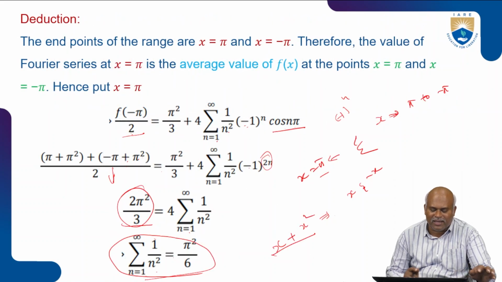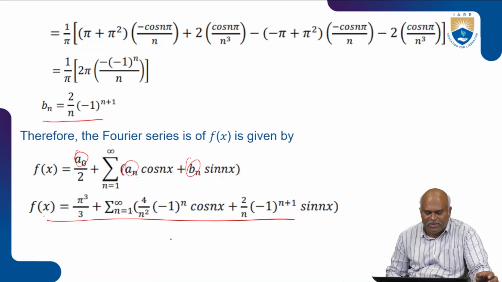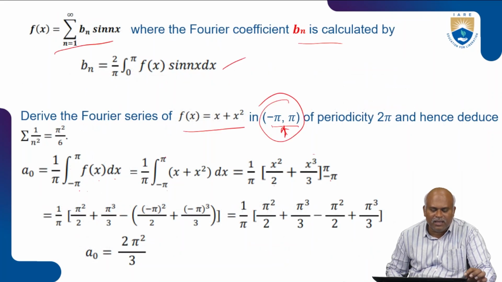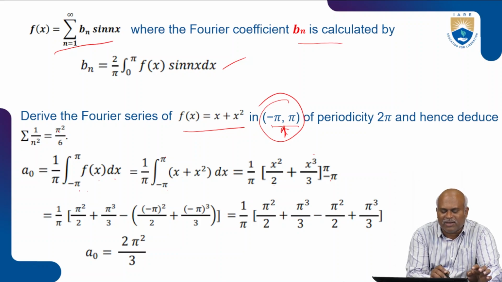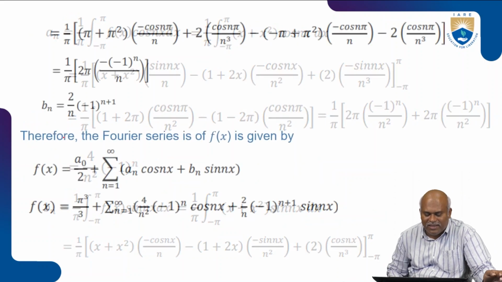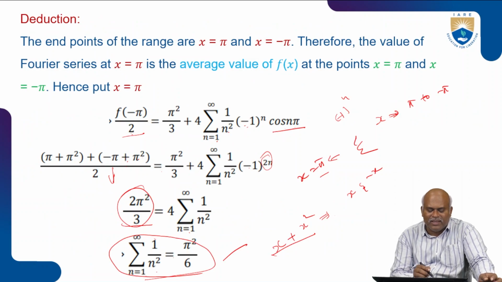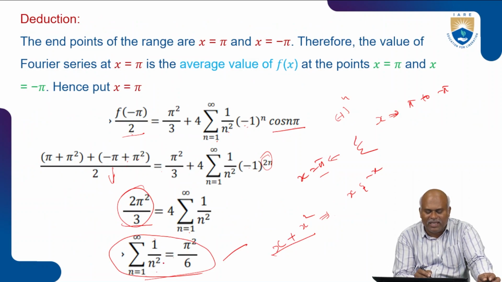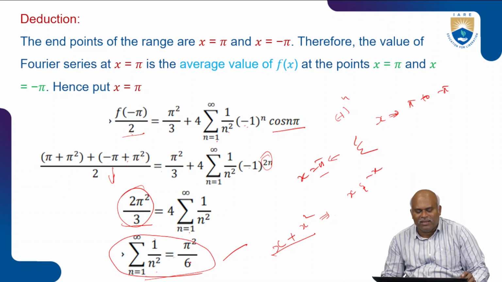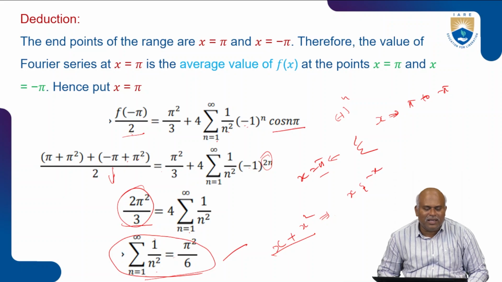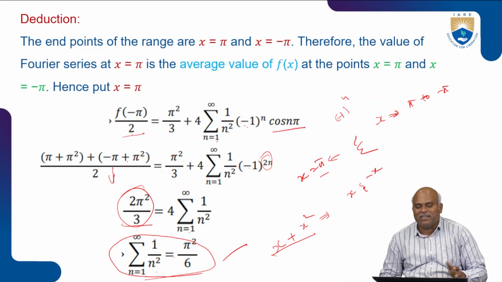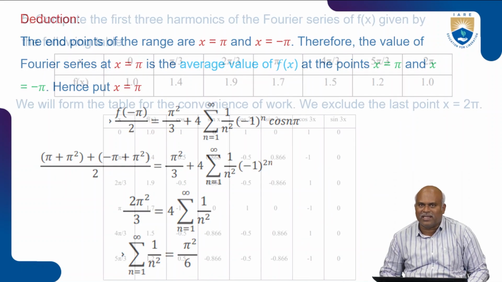We got it here. So from the sum, the summation of 1 by n square equal to pi square by 6. We received summation of n equal to 1 to infinity 1 by n square equal to pi square divided by 6, we got it. This is the way we represent the deduction of the signal, whether it's odd as well as even in the Fourier case.